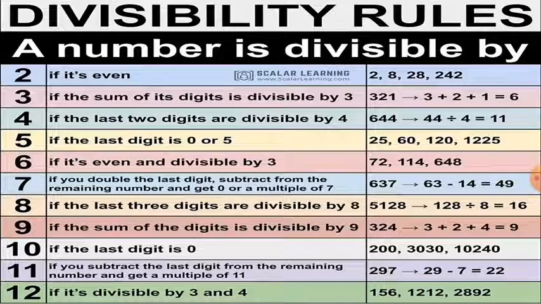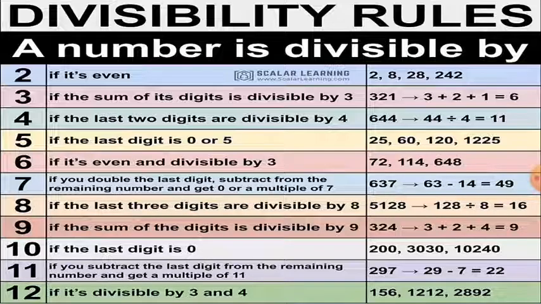A number is divisible by 7 if you double the last digit, subtract from the remaining number, and get 0 or a multiple of 7. We have 637 here. To know if it is divisible by 7, we multiply the last digit, which is 7, by 2, which gives us 14. Then we say 63 minus 14, which gives us 49. Since 49 is divisible by 7, that means 637 is divisible by 7.